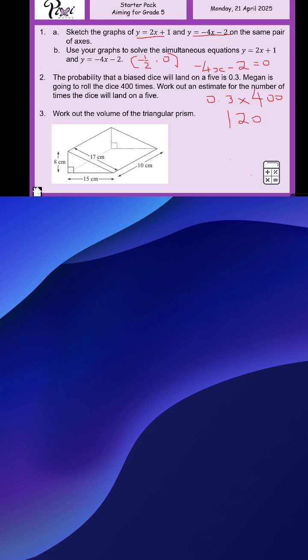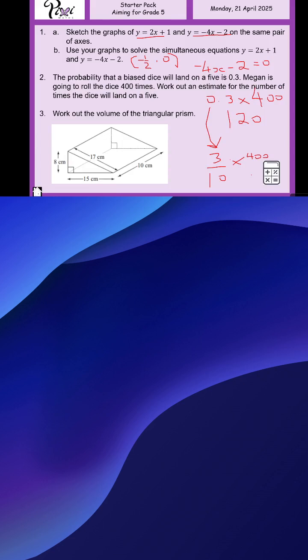Think of it as I did in last night's live, where I did 3 pence multiplied by 400. Either way, we get the same answer. 400 divided by 10 is 40, times 3 gives you 120. So the answer is 120. That's question 2.